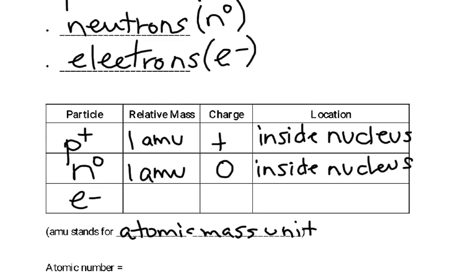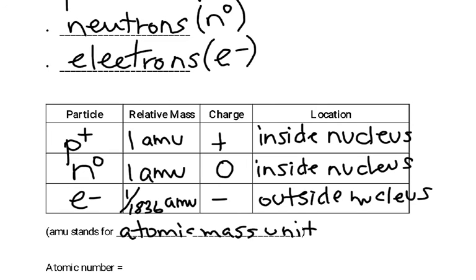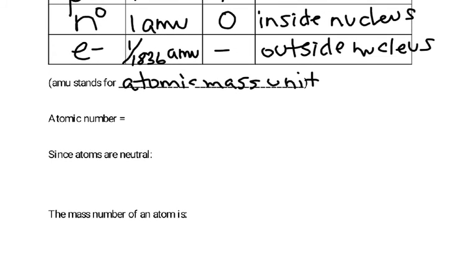Then we have electrons. Now, electrons are teensy tiny. In fact, they are almost 2,000 times smaller than a proton. So it's 1 over 1836. That's how big they are. Teensy, 2,000 times smaller than a proton. Now, they have a negative charge, and they're found outside the nucleus, which we already know, kind of orbiting around the nucleus.